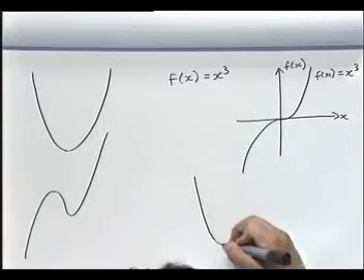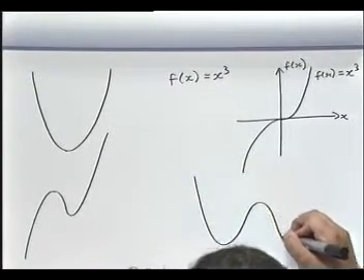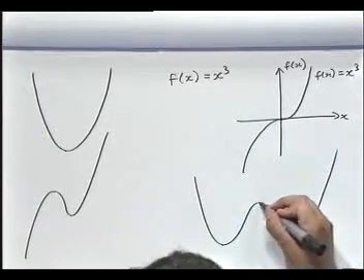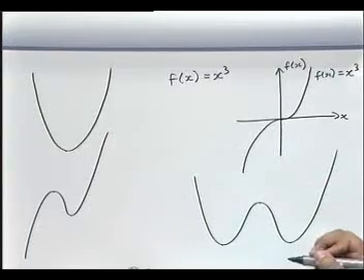Another example, if we were looking at a quartic curve, i.e. a polynomial of degree 4, we know it can have at most 3 turning points, which is why the general shape of a quartic tends to be something like this, where the 3 turning points are here, here, and here.